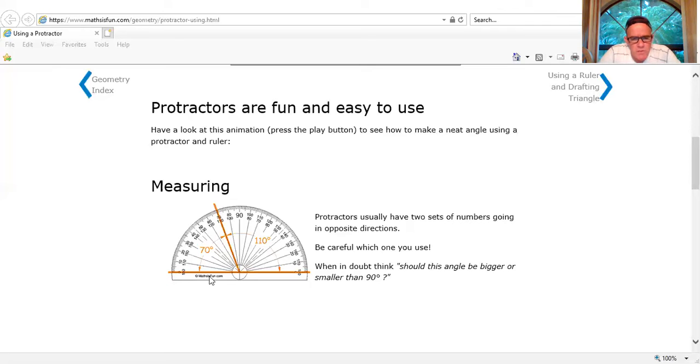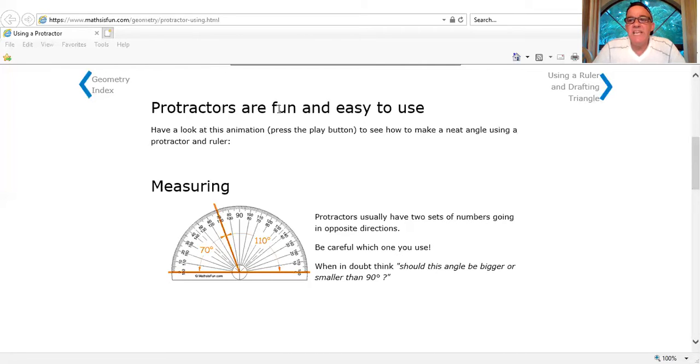The way you do it is you line it up on this angle right here, and then this one comes up and it runs right through. You look at the black dot, and it runs right through two numbers. One of them is 110, and the other one is 70.